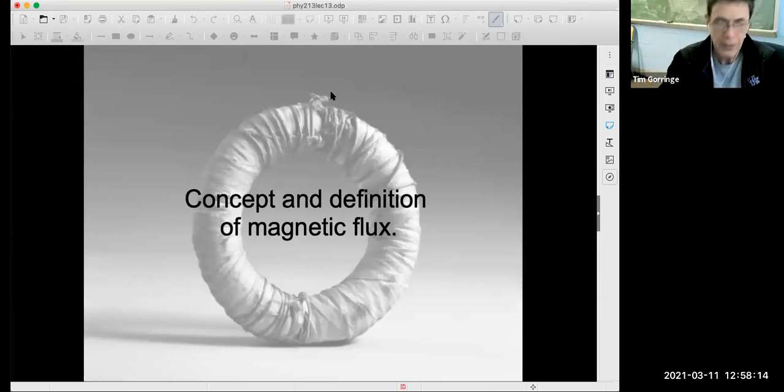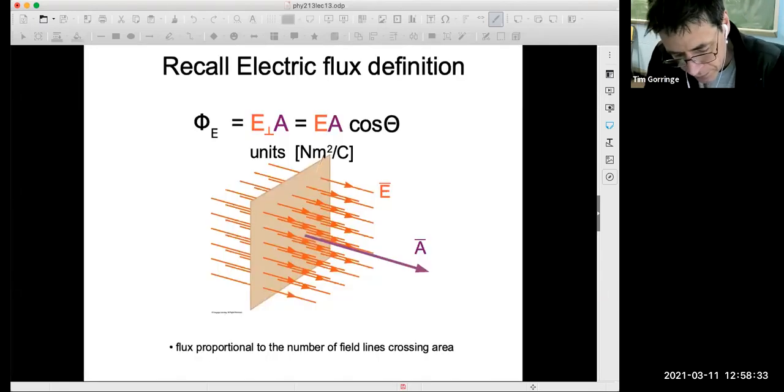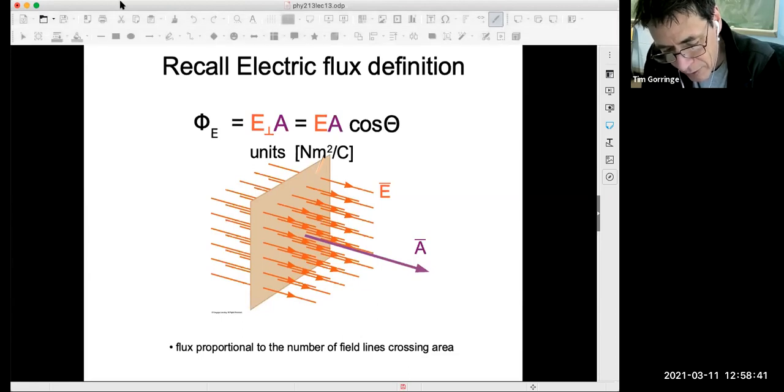Okay, so now I want to move on to building a law of nature that describes this effect of induction. To build the law of nature for the effect of induction, we first need to talk about a new topic, which is magnetic flux. It's rather analogous to the electrical flux we met before, so I took this slide from an earlier class as a reminder of electrical flux.